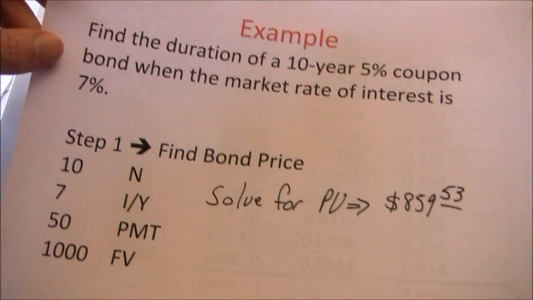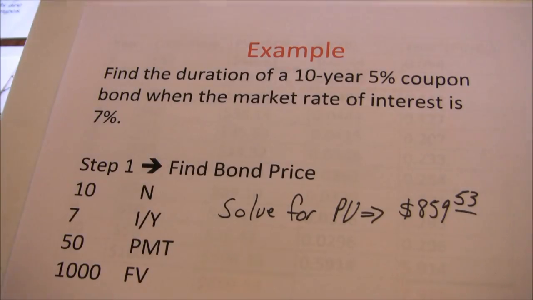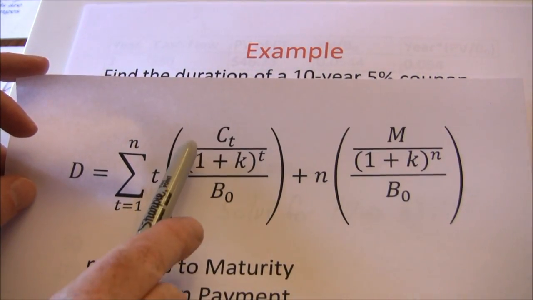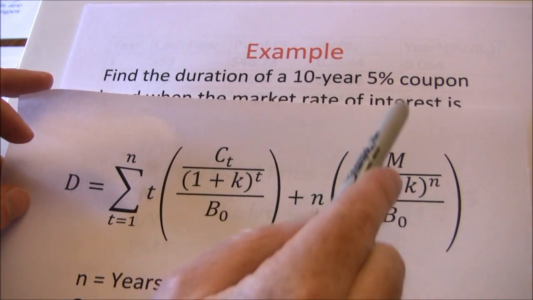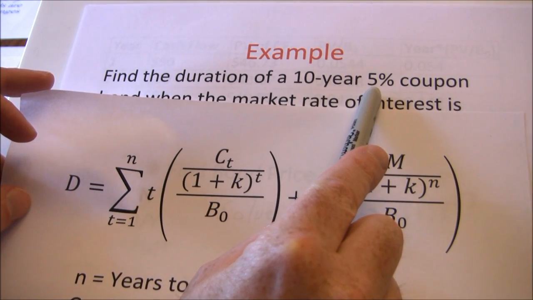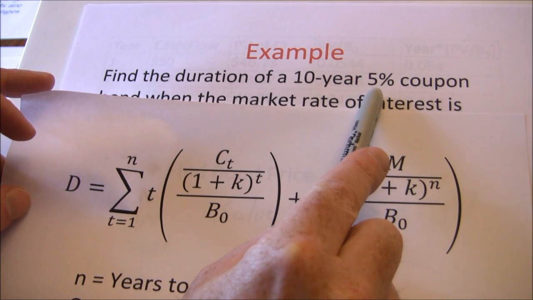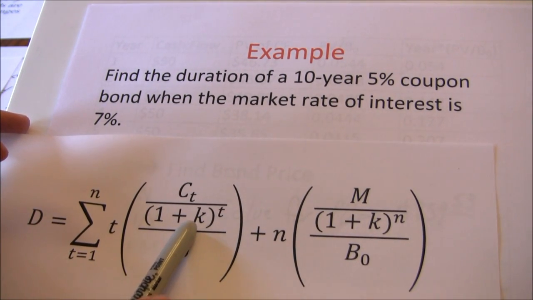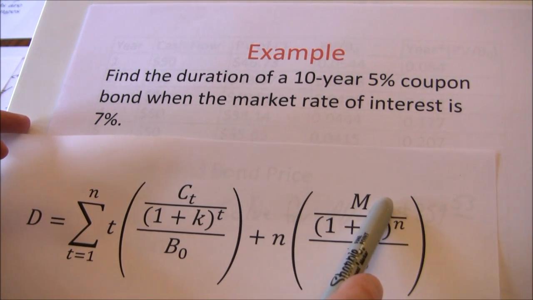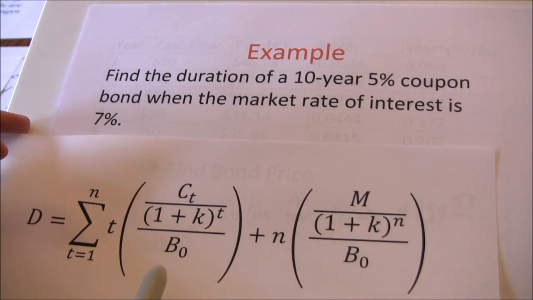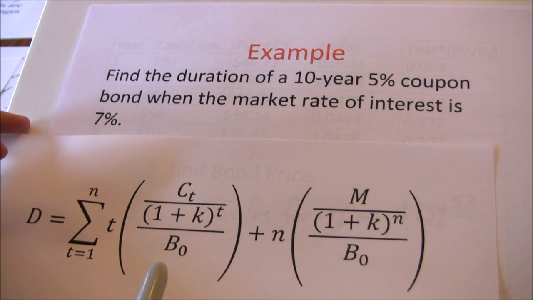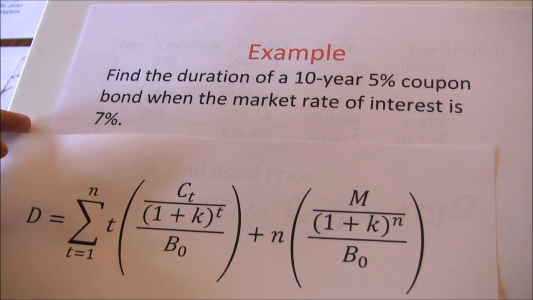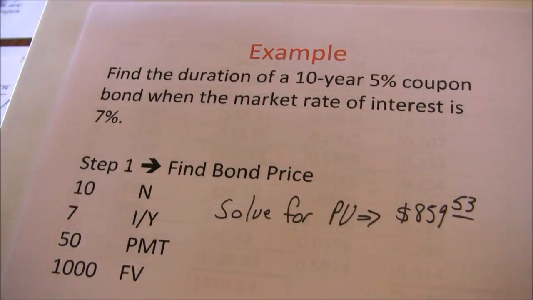So once we have the bond price, now we go back. That was one piece of information we needed, the bond price. We also need the coupon payment. Well, if we have a 5% coupon bond, that's going to give us a coupon payment of $50. Market rate of interest is 7%, that's our k. The par value, we always assume par value is $1,000 unless it's otherwise stated. And our n is the 10 years to maturity. So now we have all the pieces of information.